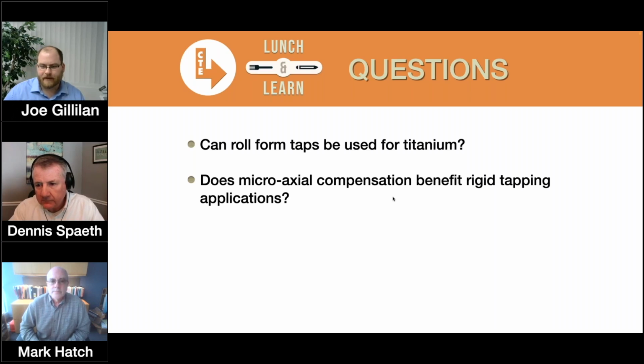Another benefit of the roll form on the very small sizes is that, due to not having the cutting edges, it has a larger cross-sectional area, which makes the tap itself stronger than the same size cutting tap, which could lead to less chance of tap breakage on a miniature tap.